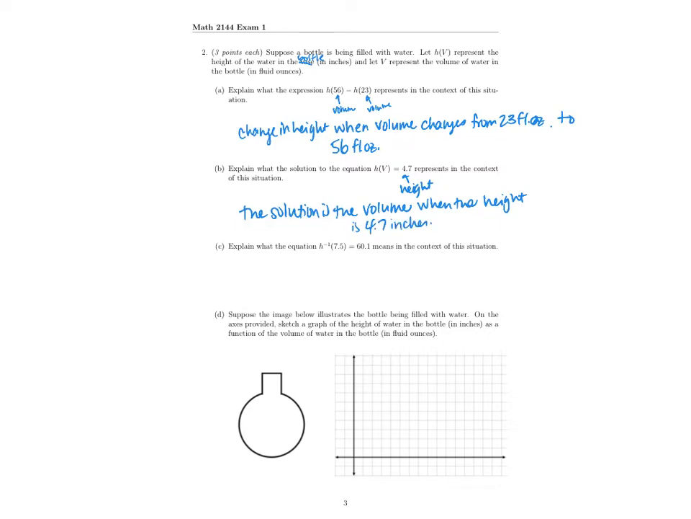So the next one says, explain what the equation h inverse of 7.5 equals 60.1 means in the context of this situation. So again, the h function takes an input of a volume and outputs a height. So h inverse inputs a height and outputs a volume. And so what this represents is that the volume is 60.1 fluid ounces when the height is 7.5 inches.